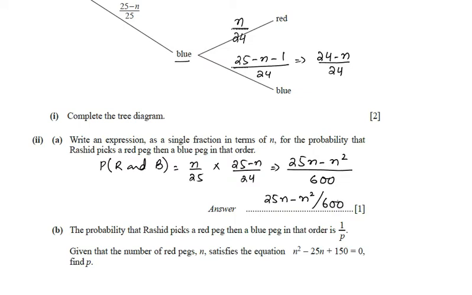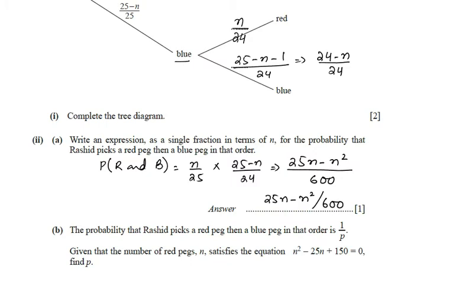Now in the next part they are saying the probability that Rashid picks a red bag then a blue bag, in that order, is 1 upon p. So here they are saying if Rashid picks a red bag and then a blue bag, which we have already solved in the previous part, in this order, red and blue, it is equal to 1 upon p. Okay, then given that the number of red bags n satisfies the equation n square minus 25n plus 150 is equal to 0. Now here we will have to find the value of p.